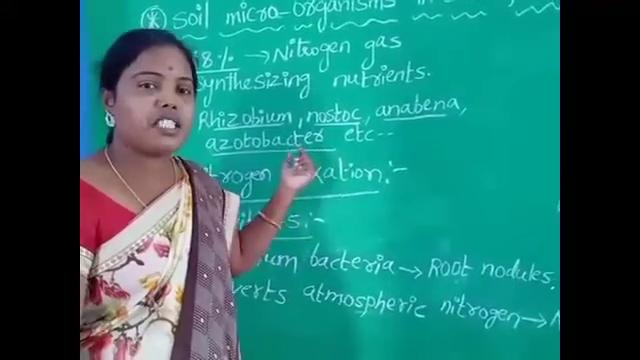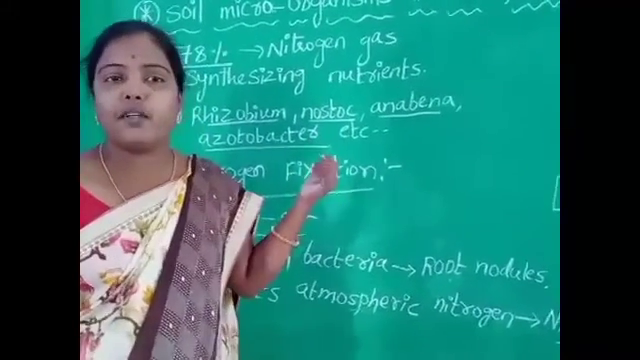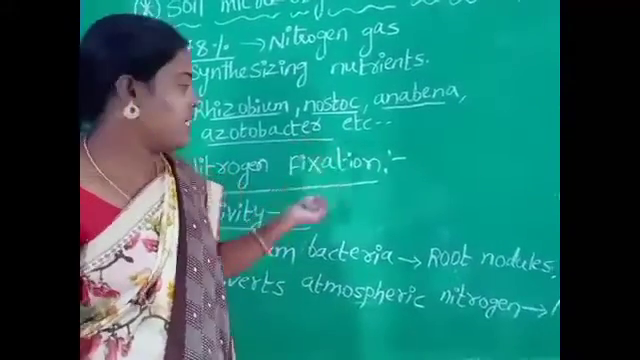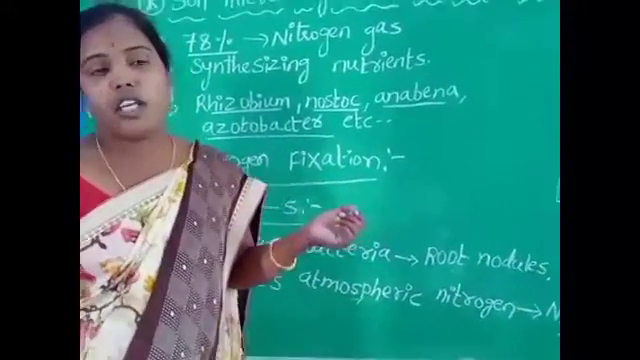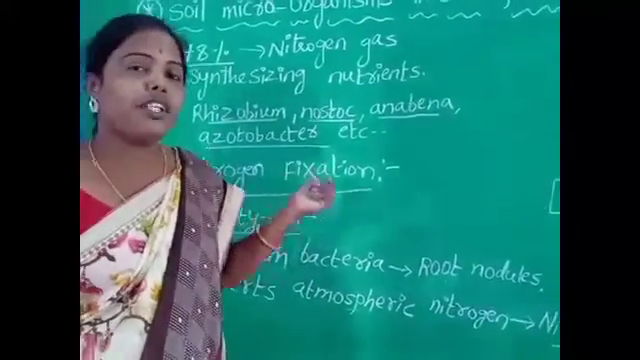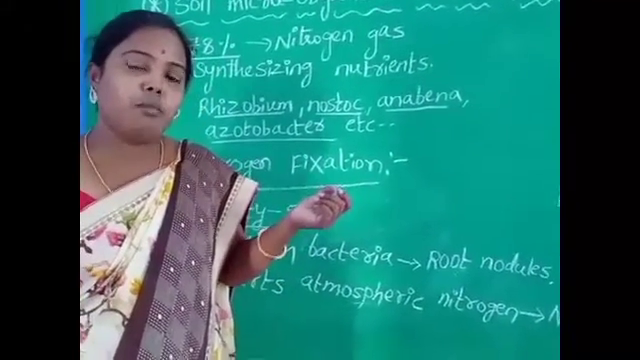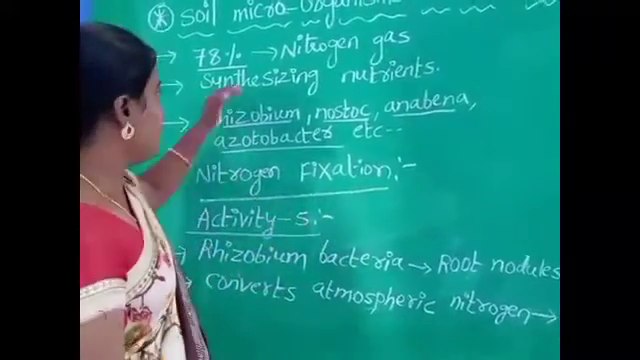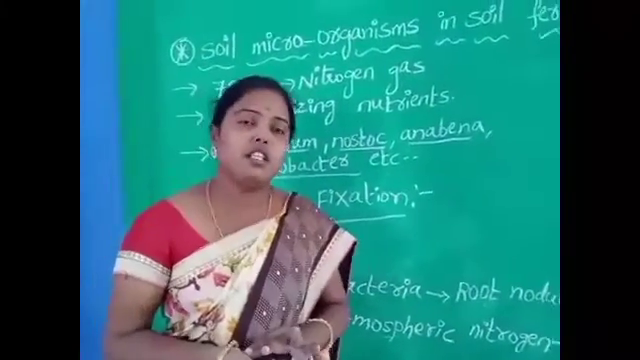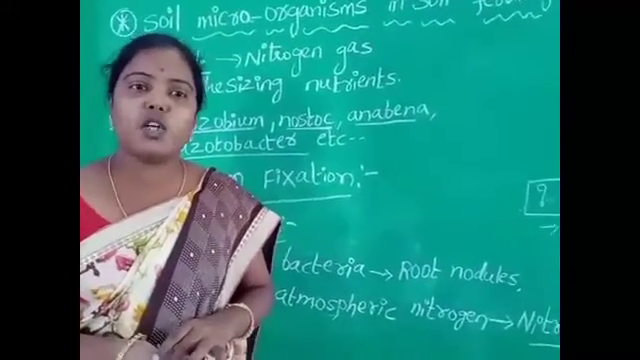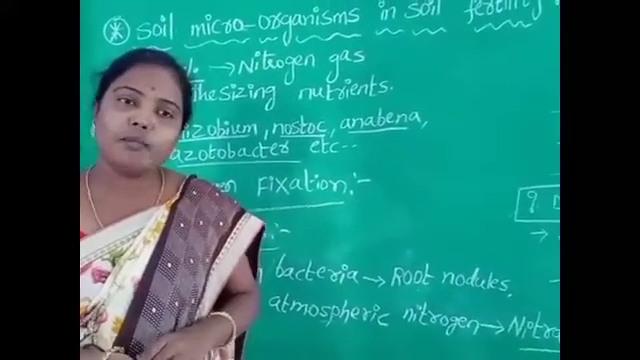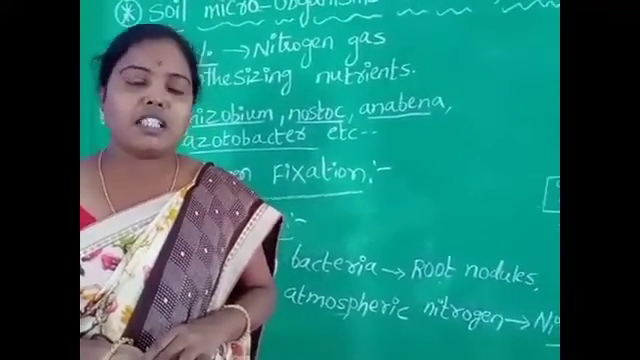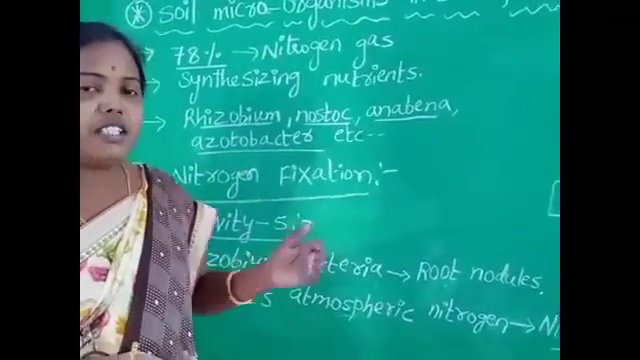Actually, what happens? These organisms absorb nitrogen gas from our surroundings and convert it into nitrates. These nitrates are stored in the roots. When the plant absorbs this nitrogen, it grows. So what are soil microorganisms? The microorganisms present in the soil are called soil microorganisms. Examples: Rhizobium, Azotobacter and nitrogen fixing bacteria.